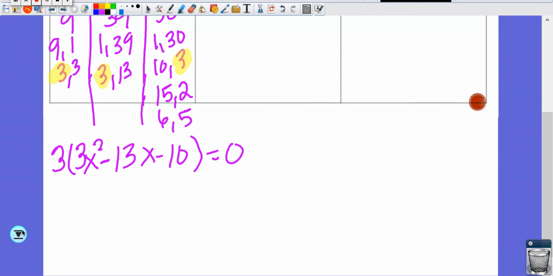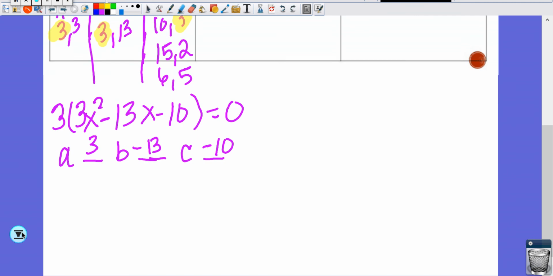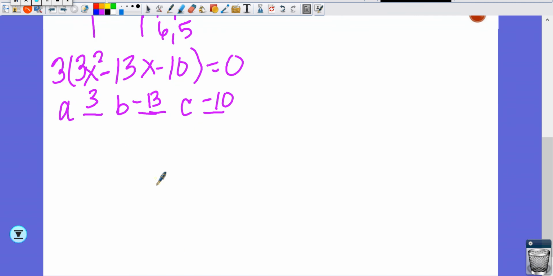So now I have this where it's factored down, and I'm going to use my X box now. So I need to go and identify my A, B, and C so I can factor this. My A, which is the number in front of X squared, is 3. My B, which is the number in front of X, don't forget the sign, negative 13. And my C is negative 10. All right. So from here, I'm going to snap my X box on there and make it go.